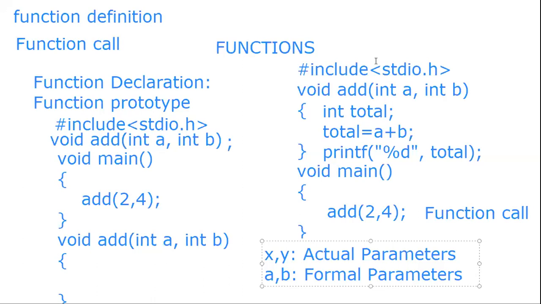What is an actual parameter? Which is inside the main. The parameters are variables in the main. What is a formal parameter? Which is there in the function. Okay, so which is there in the function, that is a formal parameter. Okay, so we have just introduced the concept of function here.